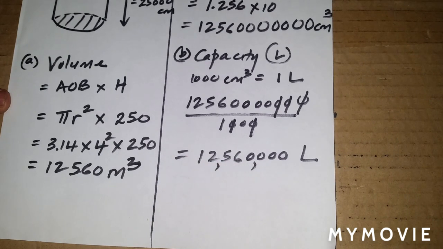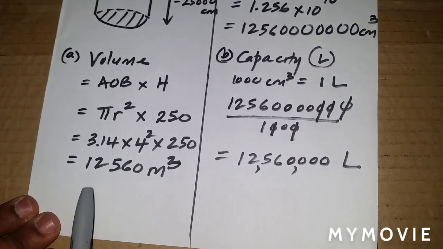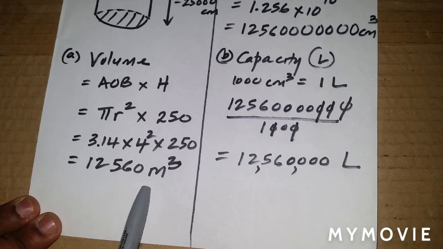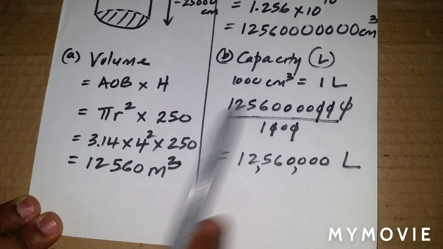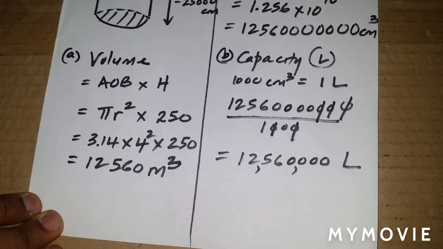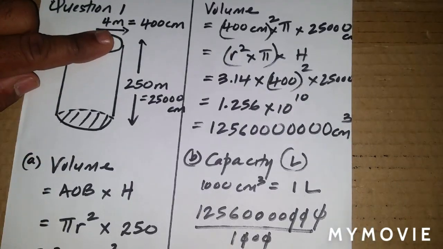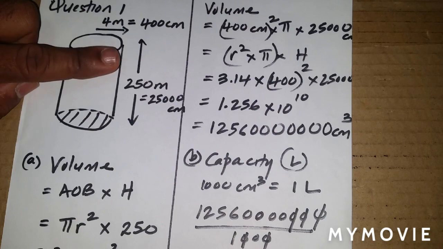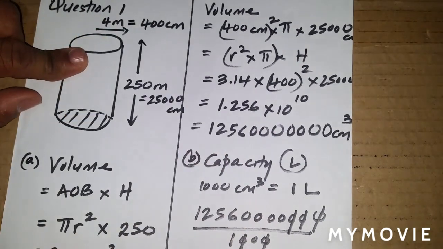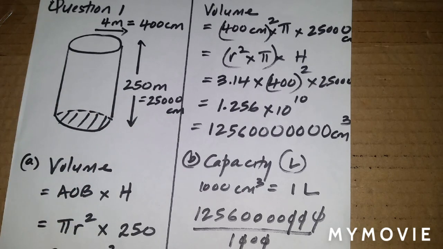12,560,000 liters. All right. Now we had 12,560 meter cube here. So basically what this is saying is 12,560 meter cube is the same as that value right there. All right. So what we did here was to simply convert the dimensions on the cylinder from the meters to the centimeters. So 4 meters is 400 centimeters and 250 meters is 25,000. Same, we'll simply multiply it by 100.